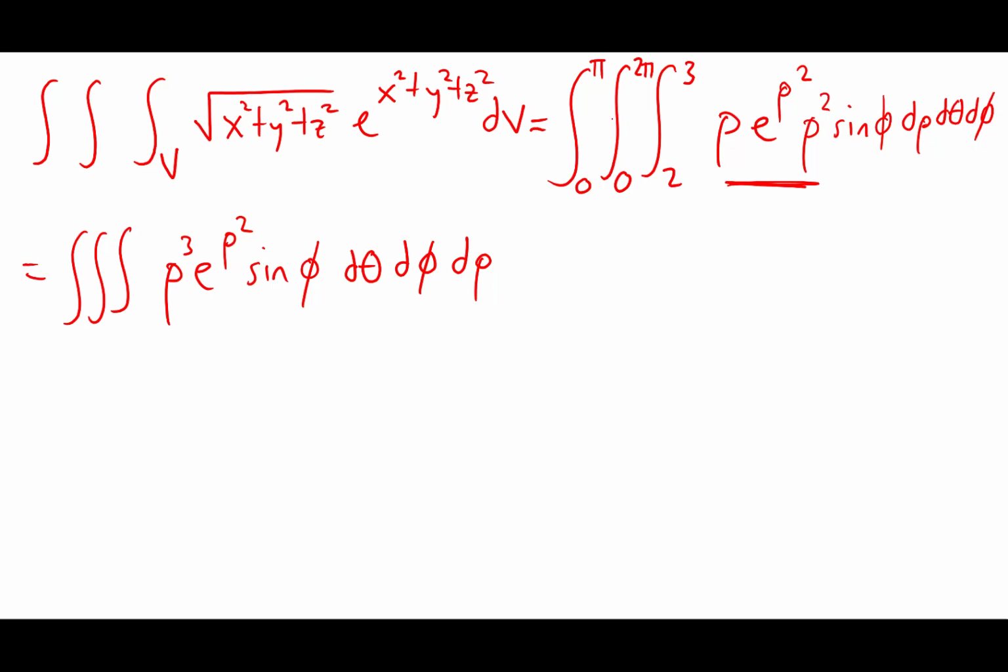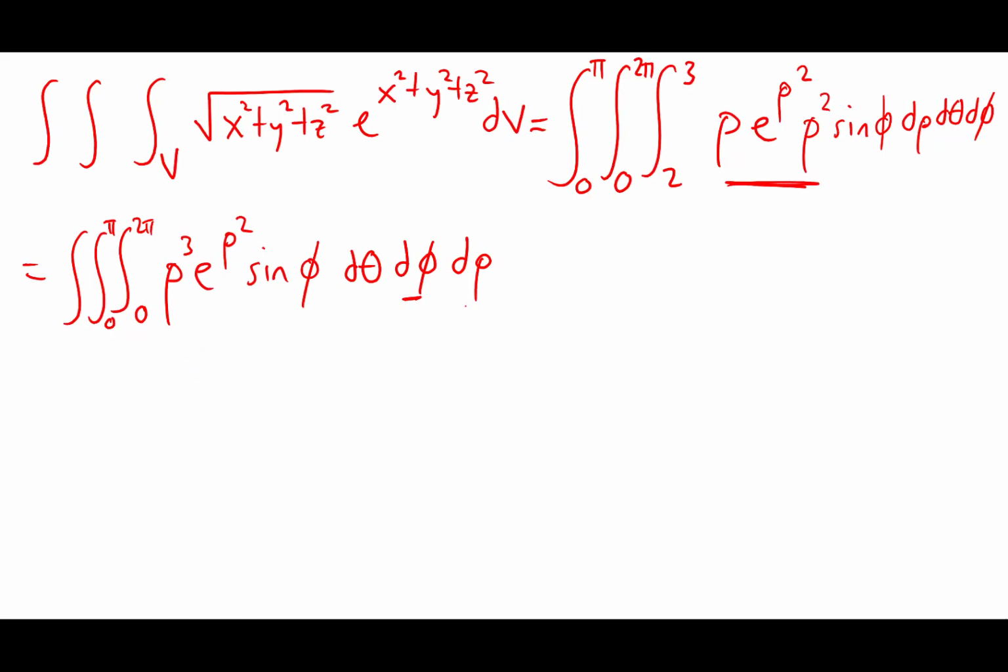So let's see, what am I doing? I'm doing d theta, so that's 0 to 2 pi. Then I'm doing d phi, that's 0 to pi. And then rho is going from 2 to 3. Work smart, people. Work smart.